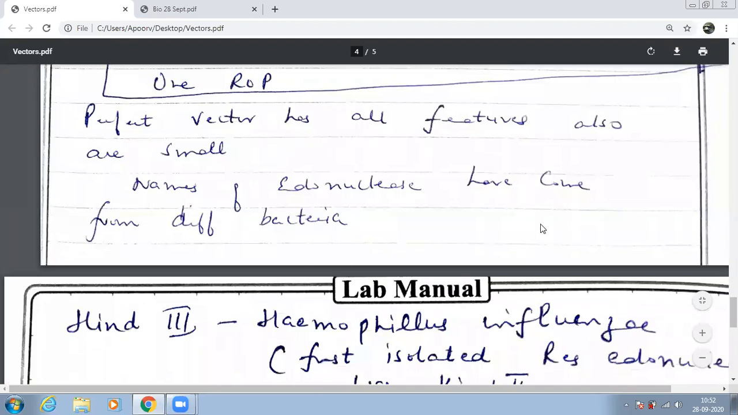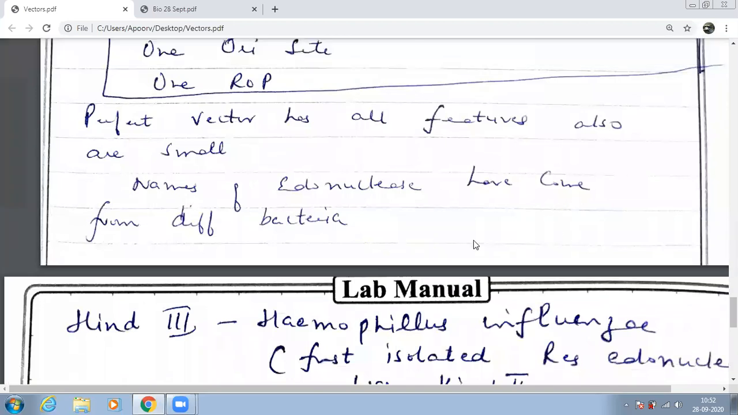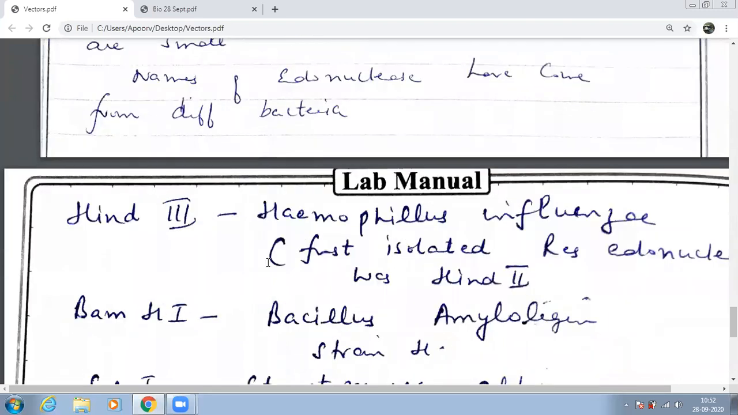I told you 8 endonucleases just now. They have come from different bacteria. You need not learn this because it is not in your syllabus, but in case you want to enhance your knowledge, you can do it later. HindIII is Haemophilus influenzae. Remember, the first isolated restriction endonuclease was HindII.